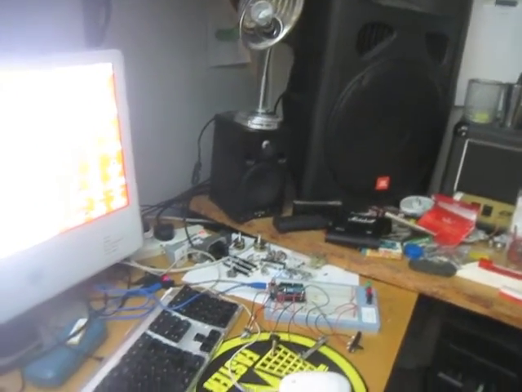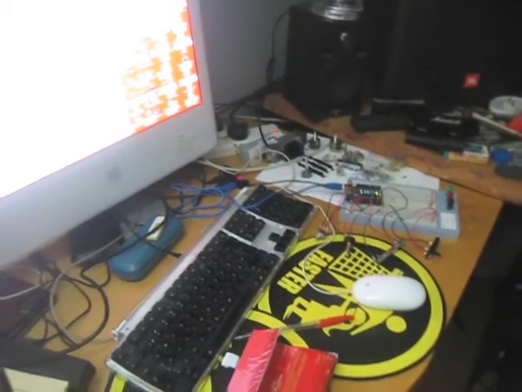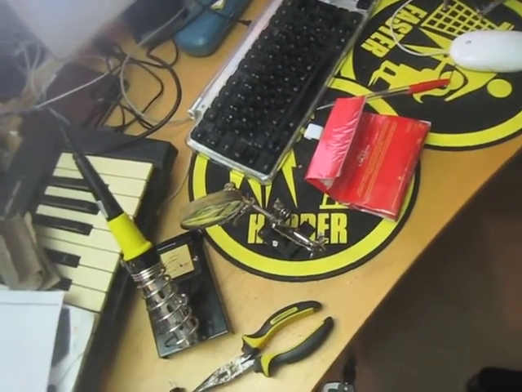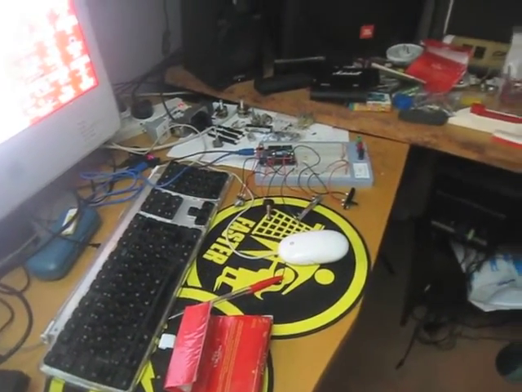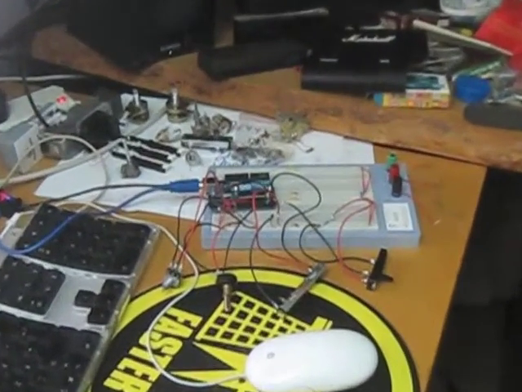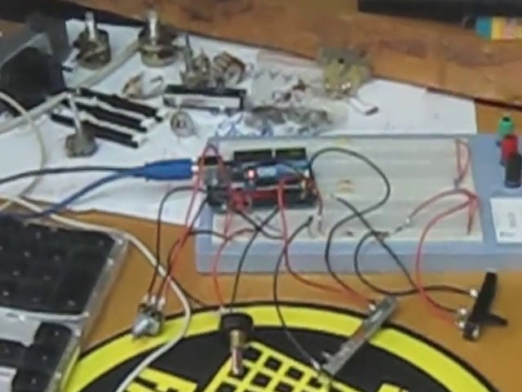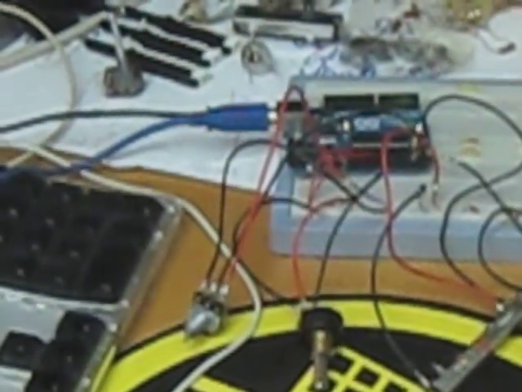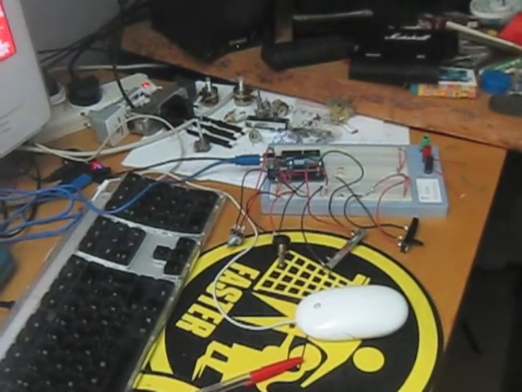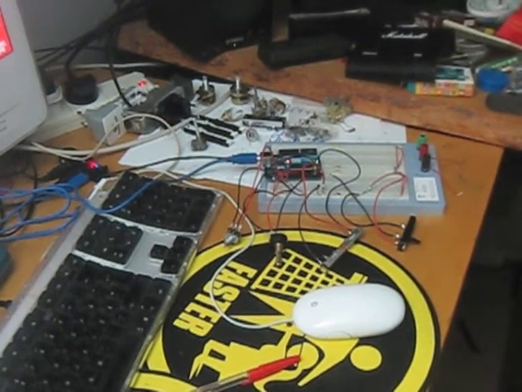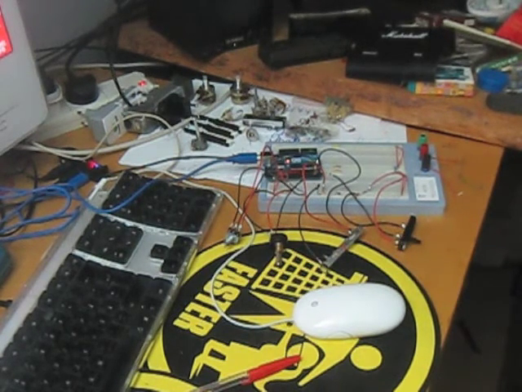Right, okay, the story so far. This is my workstation, there's my soldering iron. So over here, this is my breadboard with an Arduino Uno on there, plugged into the computer via USB, and those wires on the breadboard are attached to four potentiometers, two rotary ones and two sliders, and one of the sliders is logarithmic, the other one is linear.